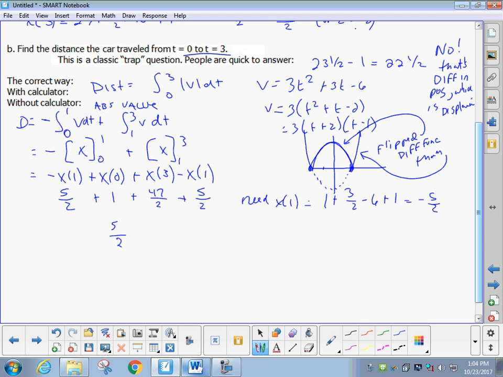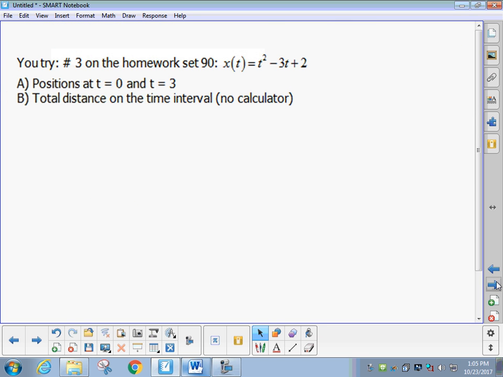59 halves. Therefore, the distance was... You follow? Okay, so you have to consider the back and forth movement. Don't just take change of position, which obviously is displacement. In order to try, but not waste your time, would you do number 3 on the homework? Number 3 on the homework is right there for you.